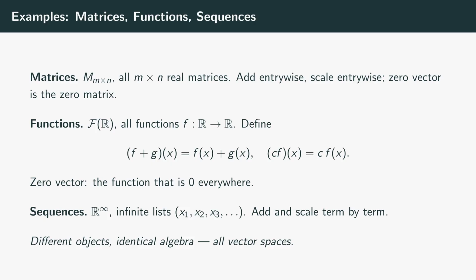This space is enormous, yet it obeys the same 8 rules. Third, infinite sequences, lists of numbers that go on forever. Add them term by term, scale them term by term. 3 completely different kinds of object. Grids of numbers, functions, endless lists, and all 3 run on identical algebra. That is the unifying power of the axioms.